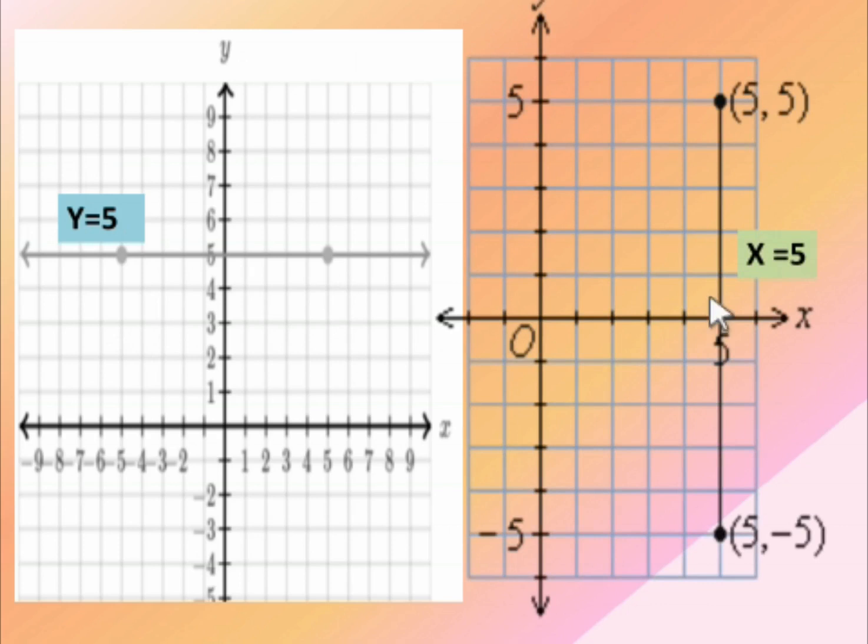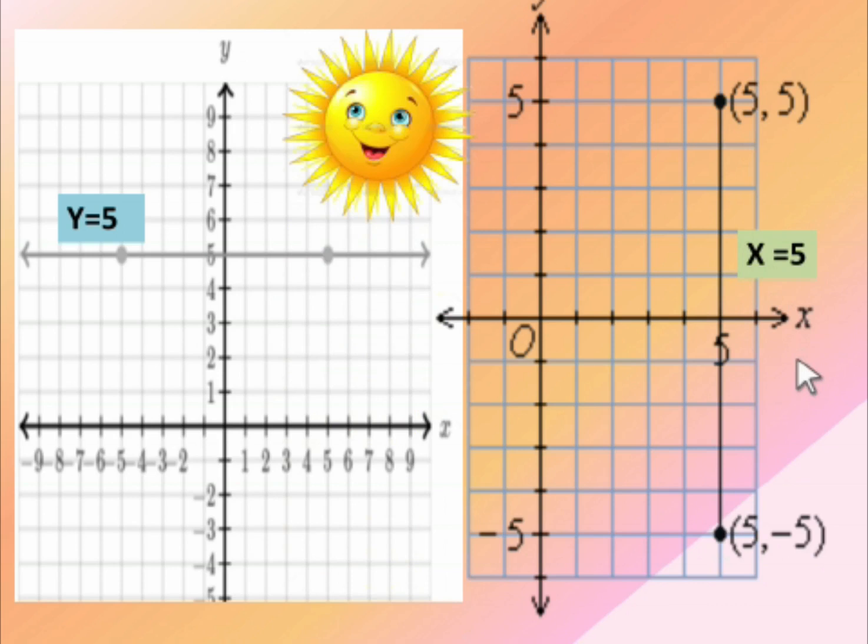Here, same way, x is equal to 5. Just see this point: x is 5, y is 5. Here x is 5, y is minus 5. When you join both of them, you get a line which is x equal to 5. Hope you are very clear with the equation. From simple equations we can tell where the line can be drawn, whether it is parallel to the x-axis or parallel to the y-axis.